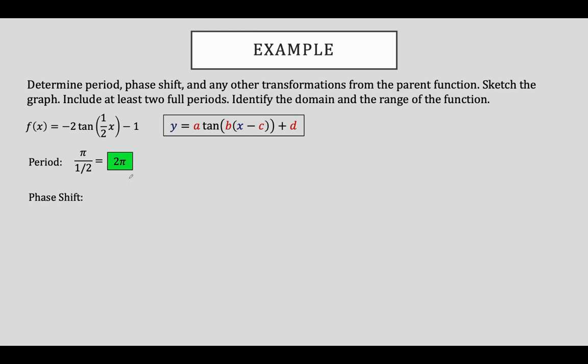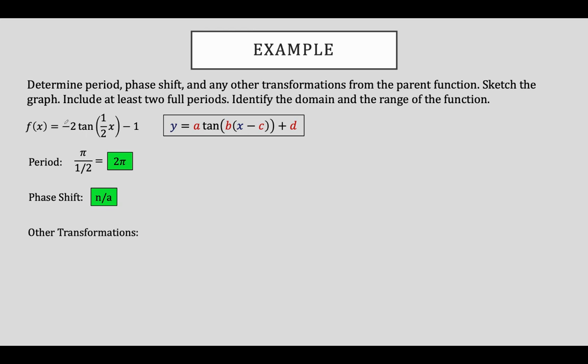Next, determine the phase shift. Well, the phase shift is determined by the constant c. In this case, c is equal to 0. Therefore, we have no phase shift. And other transformations from our parent function?